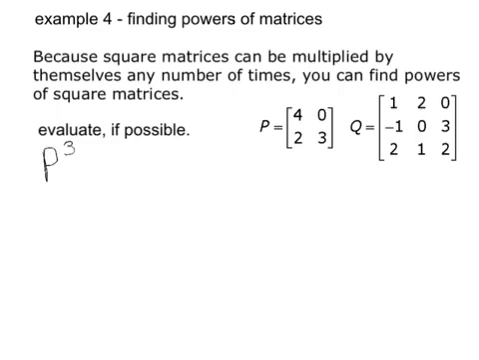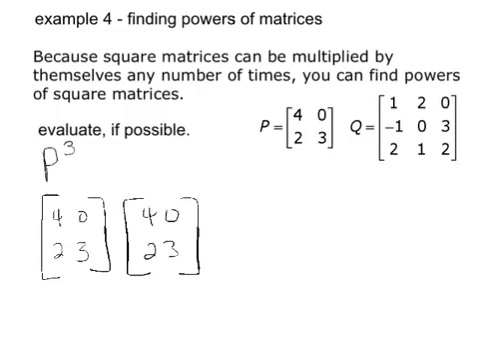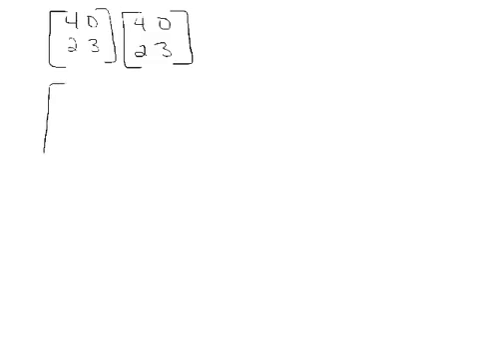Evaluate if possible. P cubed is like P times P times P. Okay, we can evaluate this, and I think I'm going to need another page. So let's do this one together. Get the data back. P is [4 0; 2 3], times [4 0; 2 3]. Remember, we're going over and down.